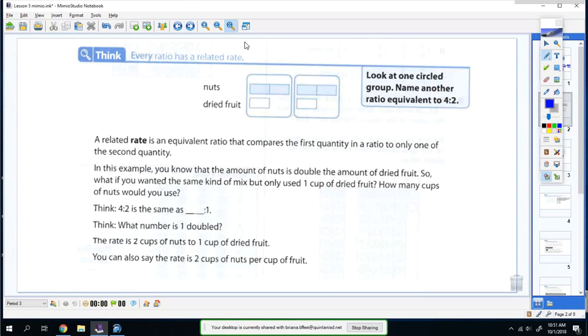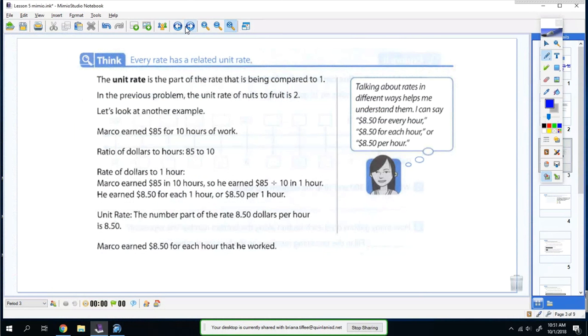So a related rate is an equivalent ratio that compares the first quantity in the ratio to only one of the second quantity, which we just did. So the unit rate is the part of the rate that's being compared to 1. Okay, I would underline this sentence. In the previous problem, the unit rate of nuts to fruit is 2.